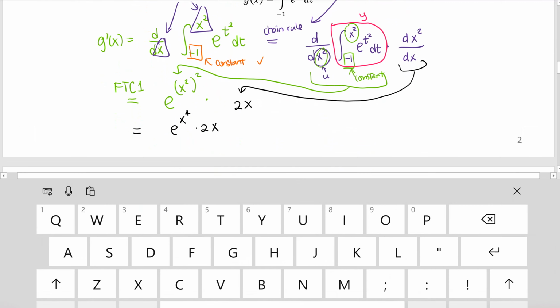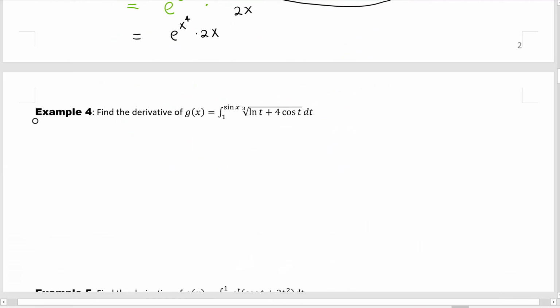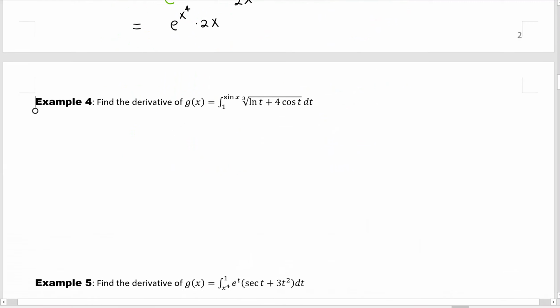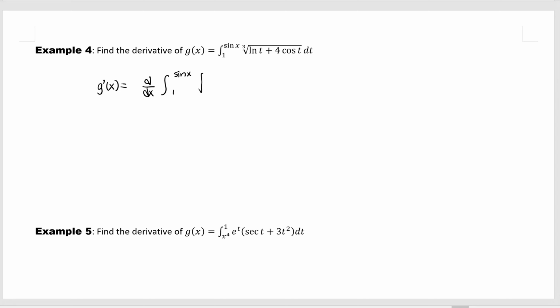Okay, so how about example 4? Okay, so you can pause the video and try to work on this problem on your own. Okay? Are you done? Yes? Let's go over it together. So g prime of x equals the derivative of the integral from 1 to sine x of the square root of ln of t plus 4 cosine t dt. Okay.